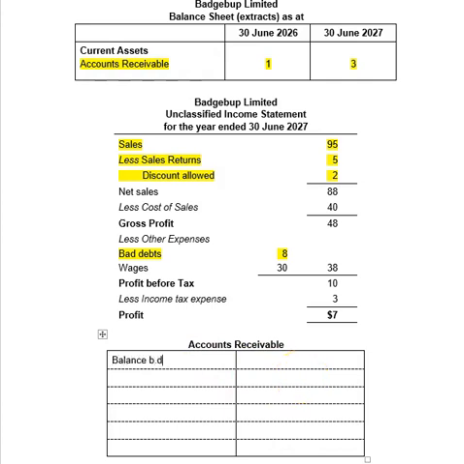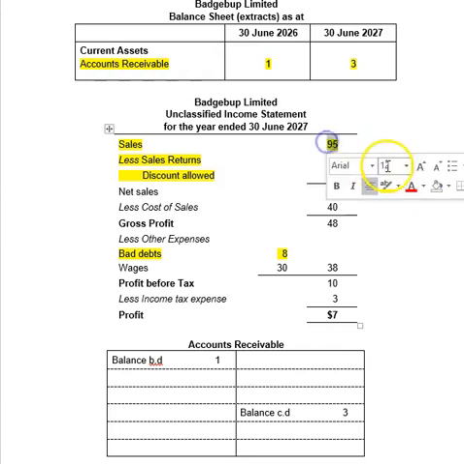Balance BD, which is, how much is it again? Balance BD $1. And don't forget my balance CD. My closing balance is $3. I don't know how many rows I need, but I just leave it blank, just in case. So balance CD is $3. Next, I need to put in my sales.